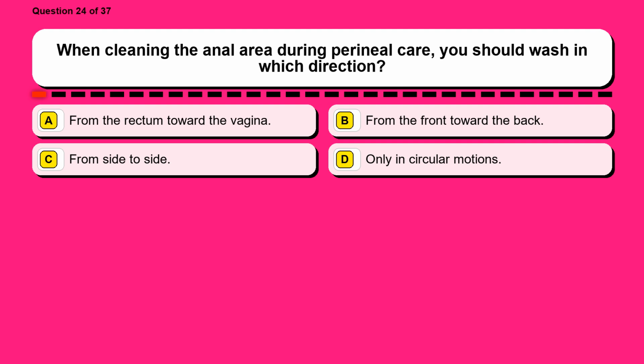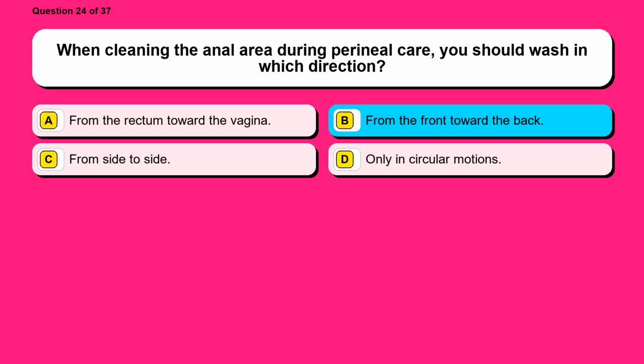Question 24. When cleaning the anal area during perineal care, you should wash in which direction? Option A, from the rectum toward the vagina. Option B, from the front toward the back. Option C, from side to side. Option D, only in circular motions.